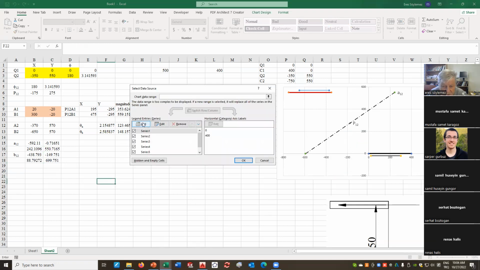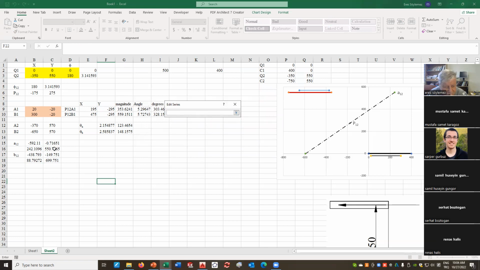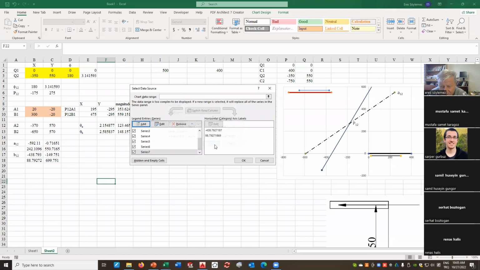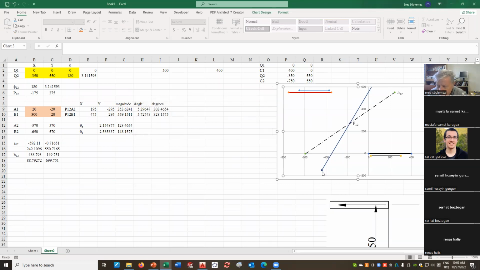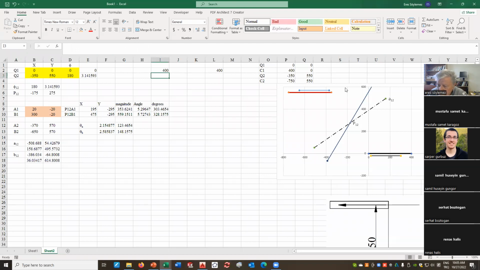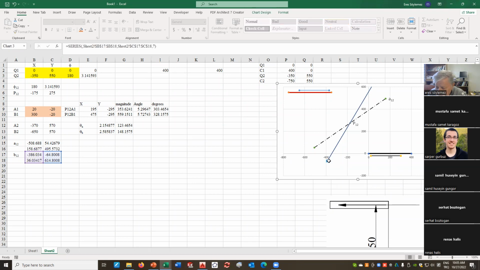Again, I'll select data. Don't worry. You can draw plenty of lines, as many as you want. Maybe if I reduce to 400, oh, still too far off. Okay. Add data label.